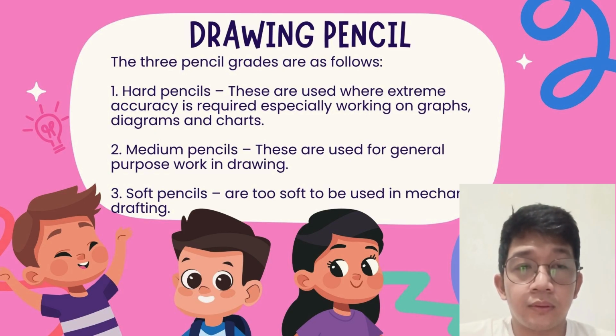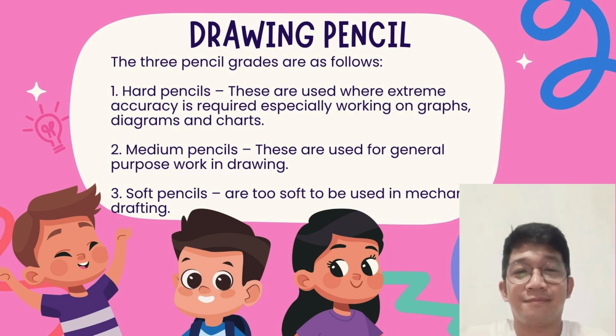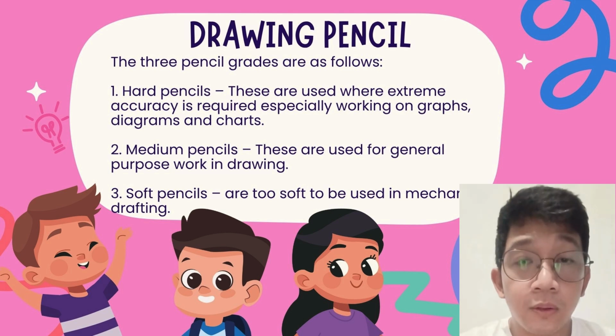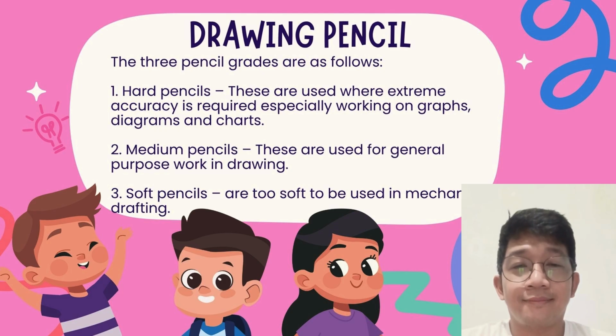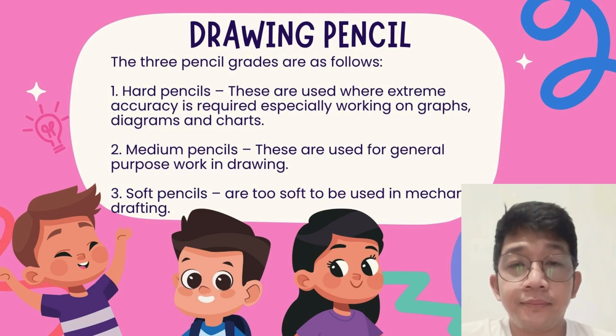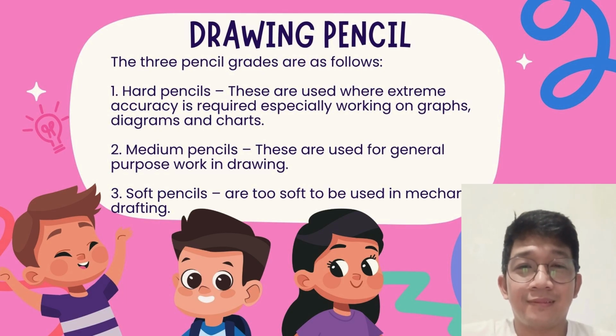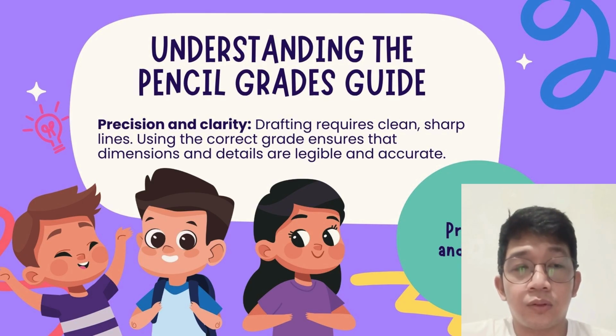1. Hard pencils. These are used where extreme accuracy is required, especially when working on graphs, diagrams and charts. 2. Medium pencils. These are used for general-purpose work in drawing. 3. Soft pencils are too soft to be used in mechanical drafting. Understanding the pencil grades guides why it matters in drafting.